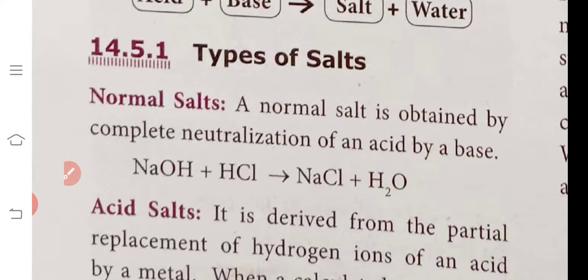A normal salt is obtained by complete neutralization. When the acid and base are completely neutralized, that is called a normal salt. NaOH plus HCl gives NaCl plus H2O. NaOH is a base, HCl is an acid. So the acid and base are completely neutralized. This salt is called a normal salt.